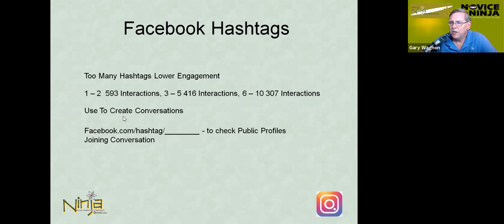And then you do have a place where you can check hashtags. facebook.com/hashtag/ and then put in the hashtag here. And then that lets you check public profiles that are joining that conversation. So if you're using a hashtag, again, I'll go back to Tucson's Support Small Business or Support Tucson Business. We put that in. We can see public profiles that are joining that conversation. We can't see private. So keep in mind, that's only for public profiles.